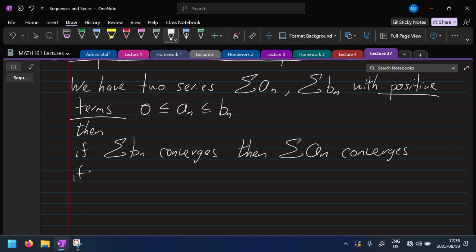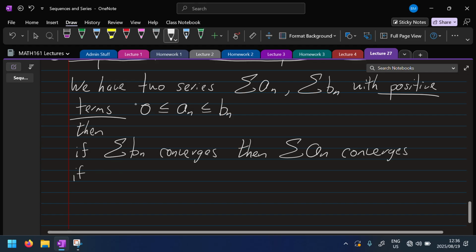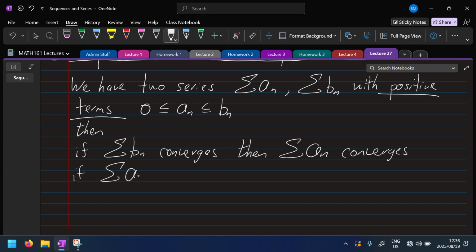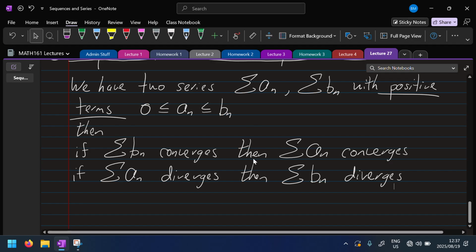Okay, and in the other case, if the smaller one diverges, then the larger one also diverges. So we swap it. So if a_n diverges, okay, so the smaller one diverges, then the larger one also diverges. Okay. And again, we'll see a lot of these examples on Thursday.